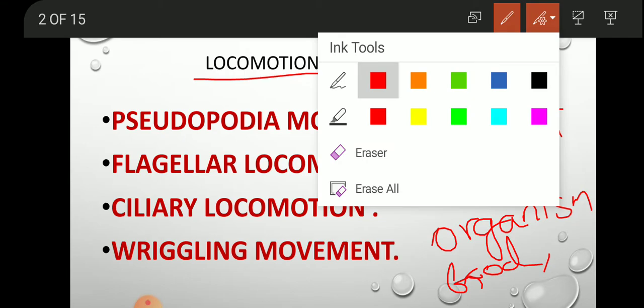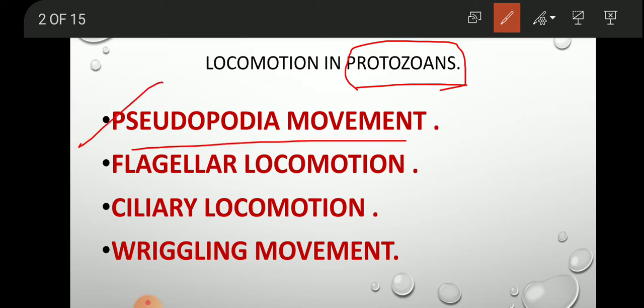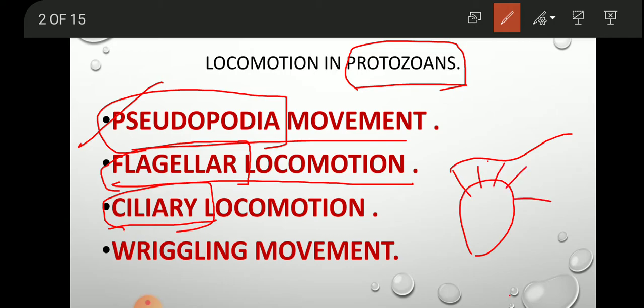So today in this lecture we will be discussing the types of locomotion in protozoans. There are 4 types of locomotion. They are pseudopodial, meaning the organism moves in the presence of pseudopodia. Flagellar locomotion, that is in the presence of flagellum, and we all know flagellum, right? Ciliary locomotion, in the presence of cilia, like the organism has cilia around it, like paramecium. The best example is paramecium. And wriggling we'll study in the further slides. So let's continue.